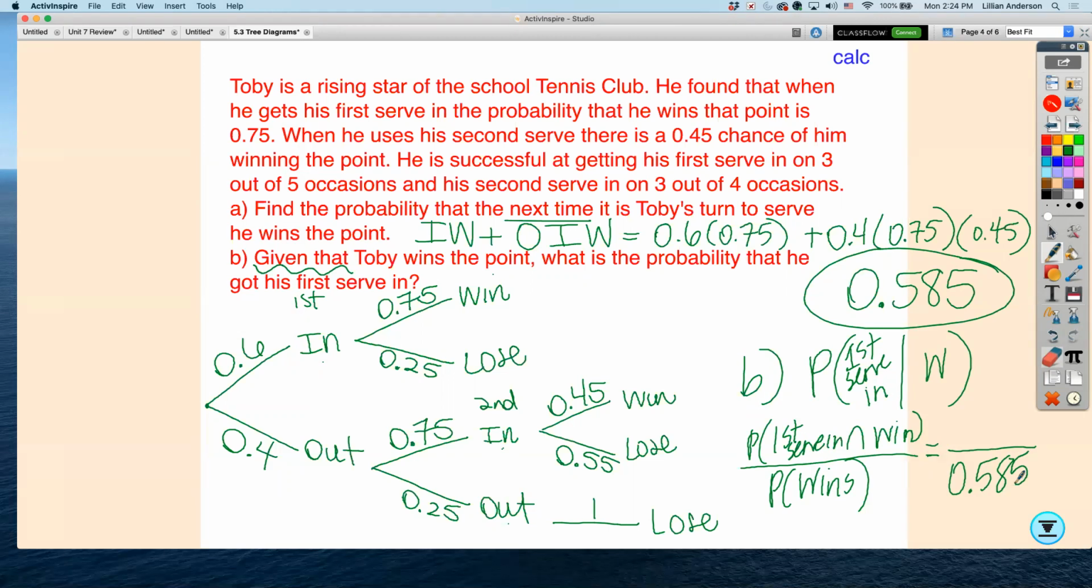How do I find that? First serve in and win. What's the probability he gets the first serve in? The 0.6 and then wins. So I multiply those two together and that's going to be my numerator, because that's the intersection between winning the point and getting the first serve in. So there's going to be 0.6 times 0.75 divided by 0.585.